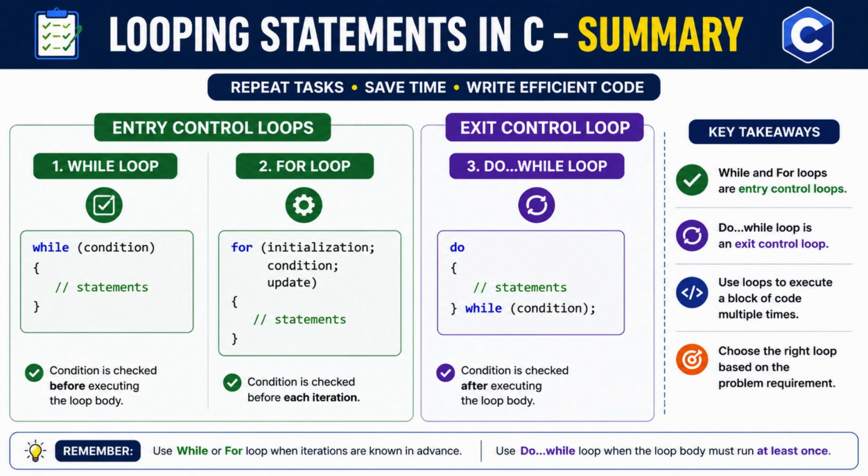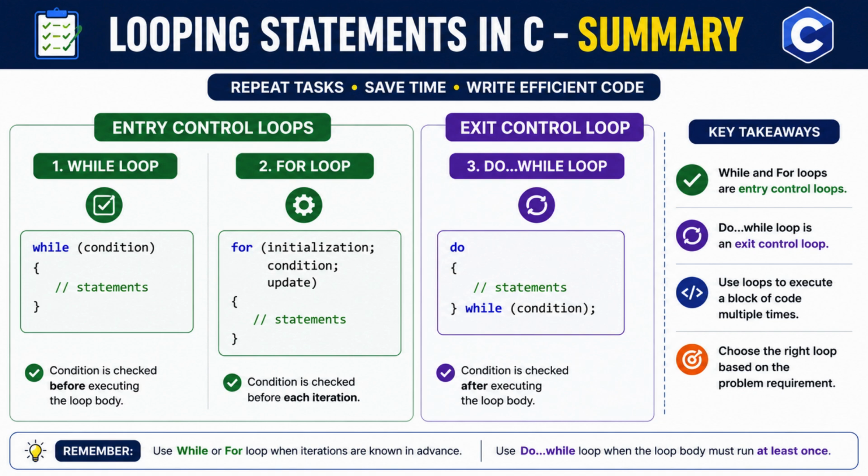The for loop is also an entry control loop. It checks the condition before every iteration and is the best choice when the number of iterations is known in advance. Finally, the do while loop. It is an exit control loop. Here the condition is checked after executing the loop body. So the loop always executes at least once even if the condition is false initially.